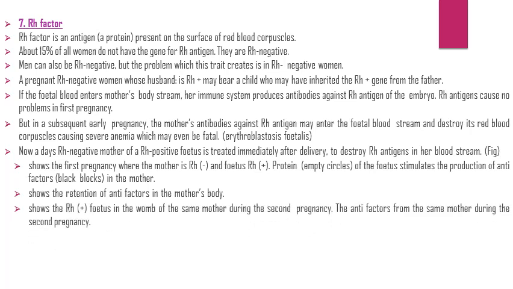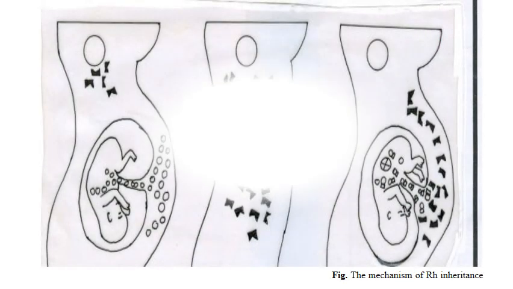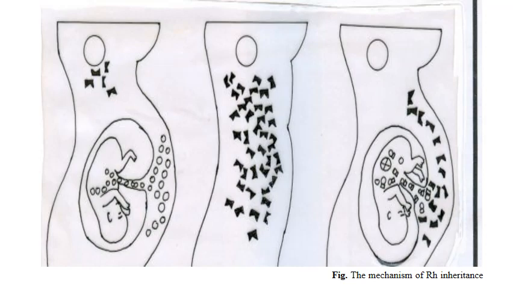It shows the retention of anti-factors in the mother's body, and the Rh positive fetus in the womb of the same mother during the second pregnancy. The anti-factors from the mother will destroy the RBC. You can see this in the diagram. This is the mechanism of Rh inheritance.